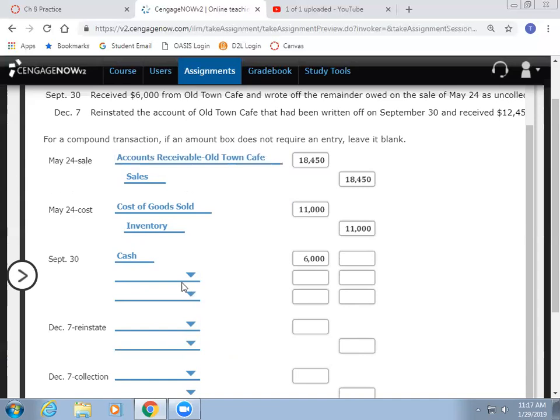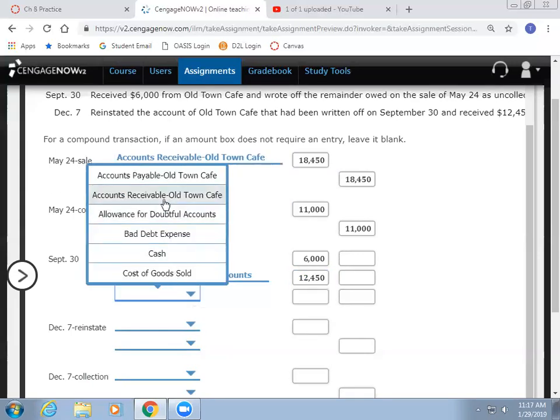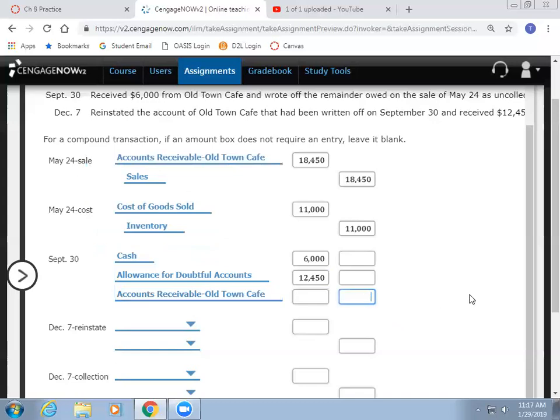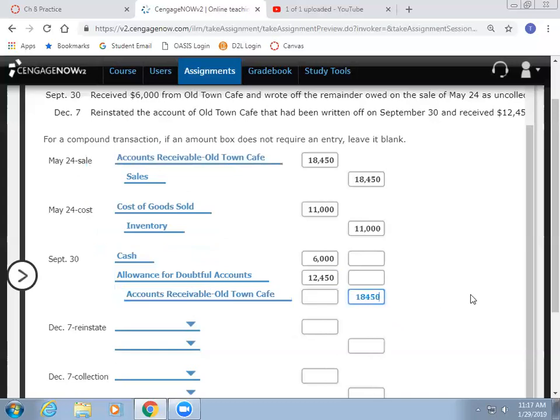So I debit allowance for doubtful accounts $12,450, and then I'm going to credit accounts receivable, Old Town Cafe, for the full $18,450. Again, this is under the allowance method. We've already estimated allowance for doubtful accounts for the year.